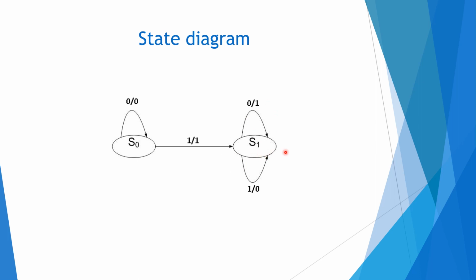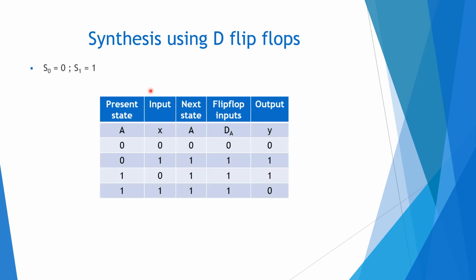As it goes through any value, any number of bits, it will be complementing and complementing. So that is the logic. So we can derive a state table. This is a binary assignment, that is S0 equal to 0, S1 equal to 1, and we can do a synthesis using D flip-flops.